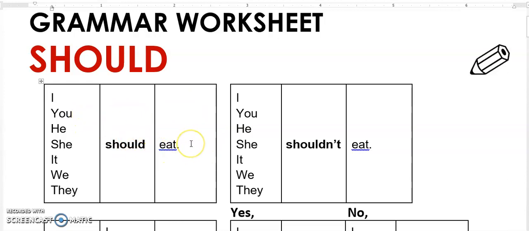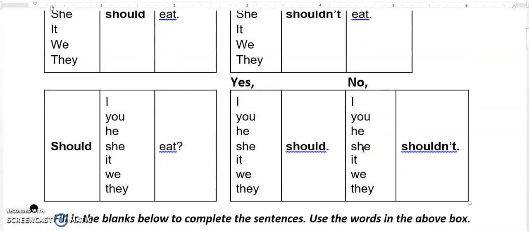I should eat. Yo debería comer. You should eat. Tú deberías comer. En este caso no tenemos terceras personas, es decir, no hay conjugación, no hay S, no hay ing, solamente para terceras personas tenemos que no cambia el verbo. La negación de should, shouldn't en contracción, you shouldn't eat. Tú no deberías comer.